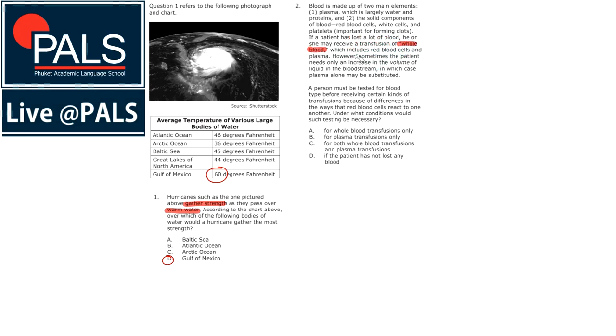So whole blood includes red blood cells and plasma. However, sometimes the patient needs only an increase in the volume of liquid in his bloodstream, in which case plasma alone may be transfused, not red blood cells. A person must be tested for blood type before receiving certain kinds of transfusions because of differences in the way that red blood cells react to one another.